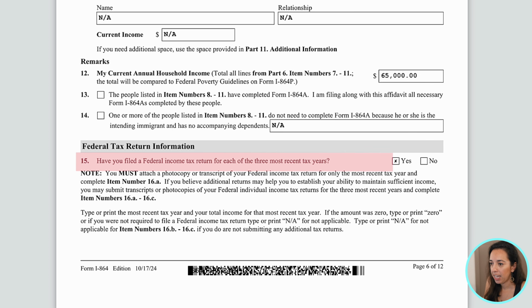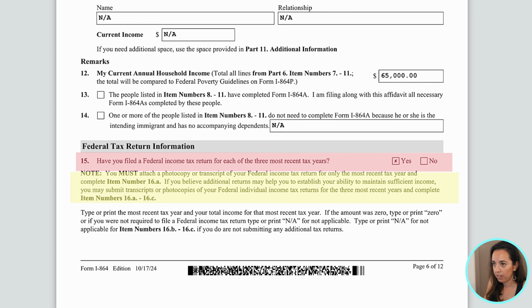Question 15 asks, have you filed a federal income tax return for each of the 3 most recent tax years? So I checked yes, as I am a W-2 employee and I do have an employer. The instructions say that you must attach a photocopy or transcript of your federal income tax returns for the most recent tax year and complete question 16A.